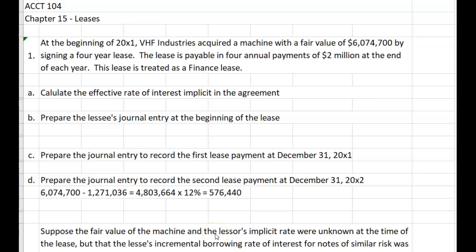Hi everybody. In this series of video exercises, we will explore the accounting for finance and operating leases.